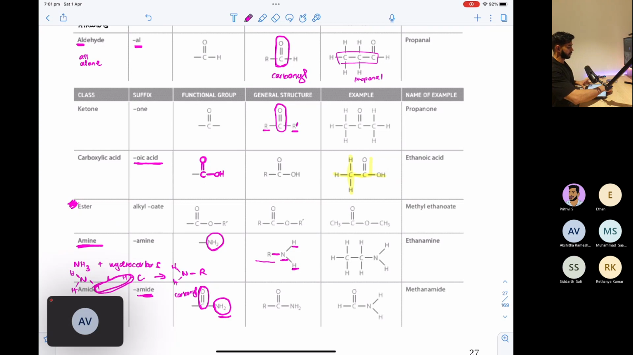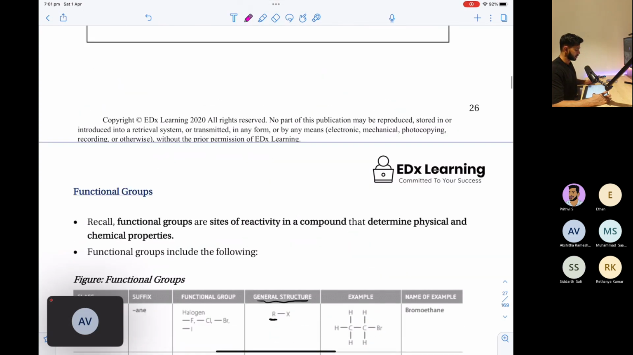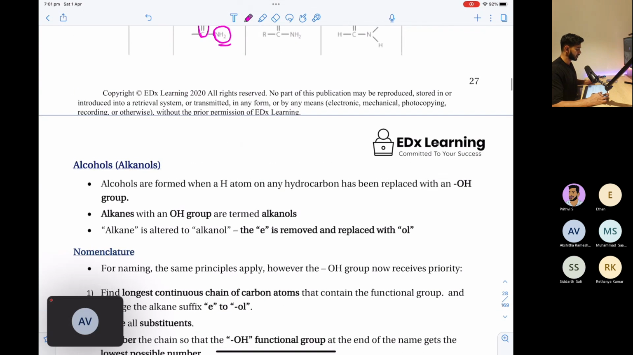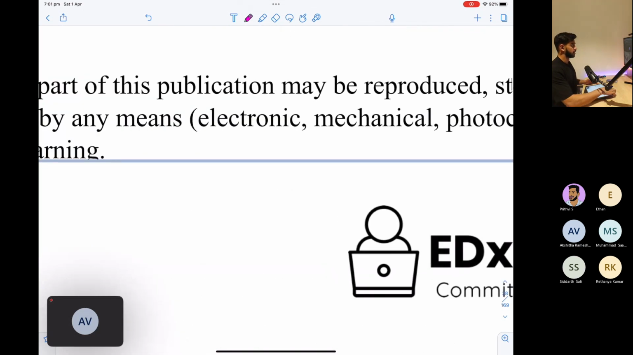Before you guys go, quick quiz. I'm going to ask you what the functional group names are. Okay. You can just say OH or NH2, etc. Britannia, what's the functional group of an alcohol? OH. Good. Ethan, functional group of an aldehyde and ketone.